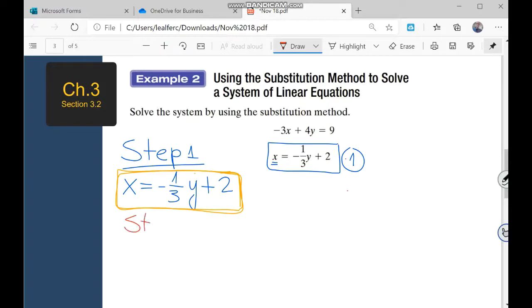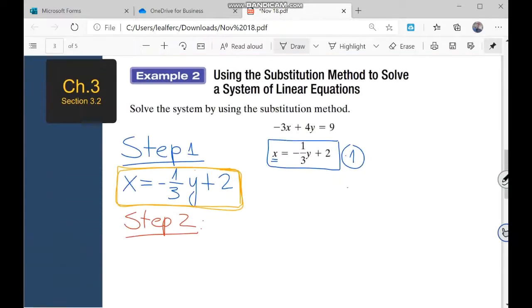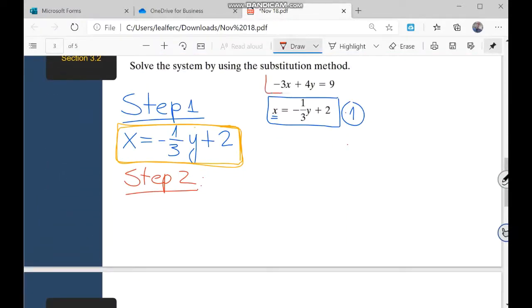Step number 2. Now let's check the procedure. What are we supposed to do in step number 2? Substitute the quantity found in step number 1 into the other equation. So bring here the other equation. The next equation is this one. Let's say this is equation number 2. So bring it here: -3x plus 4y equals 9. So this is the next equation, equation number 2.